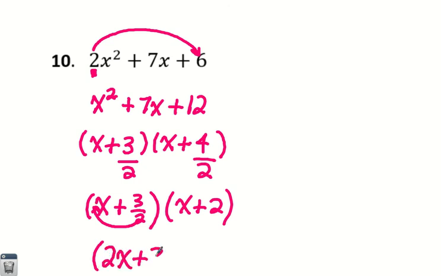And so your final answer, with that 2 bumping up in front, is going to be, this bubble is going to be 2x plus 3, and this bubble is going to be x plus 2. So that's the Phoenix method.